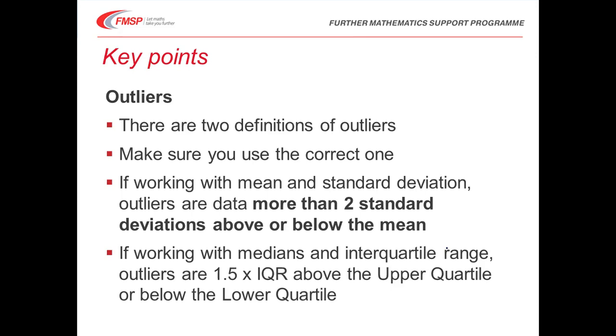Outliers. I said there were two definitions of outliers, and you need to make sure you use the correct one. If you're working with the mean and standard deviation, it's 2 standard deviations above or below the mean. Whereas with median and quartiles, it's 1.5 times the interquartile range, and you're measuring not above the median, but above the upper quartile or below the lower quartile. Very easy to mix those up, so make sure you spend some time getting that clear in your head.